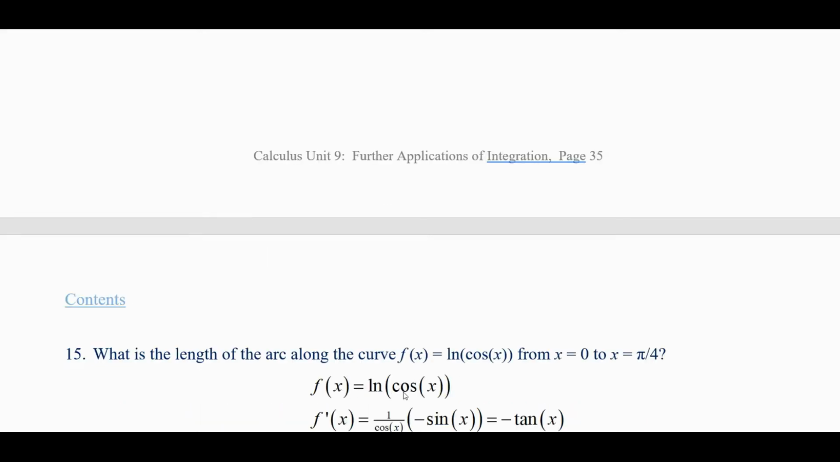So we know f of x is the natural logarithm of the cosine of x. We're going to need to find the derivative. Well, the derivative of log of u is 1 over u, so that's 1 over cosine of x, times the derivative of u. The derivative of cosine x is negative sine x. Sine x over cosine x is tangent of x. So f prime is just the opposite of tangent of x. Next, we want to square that.